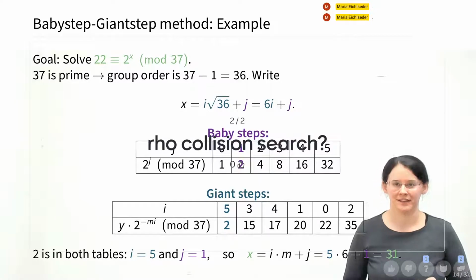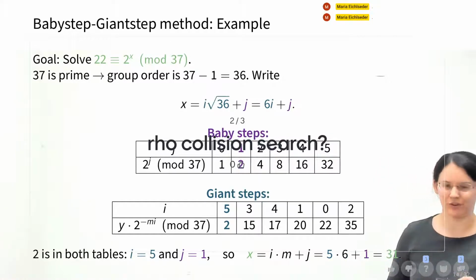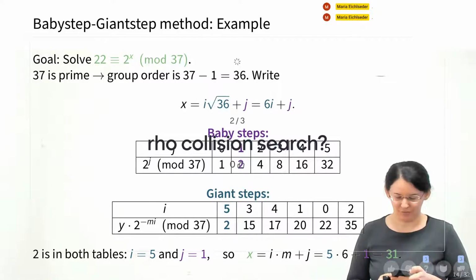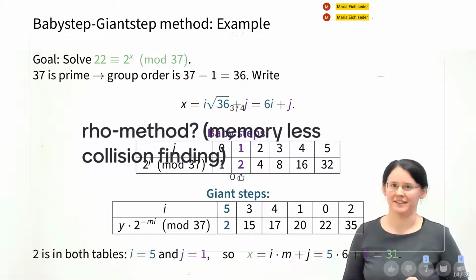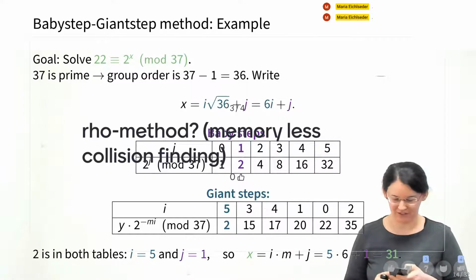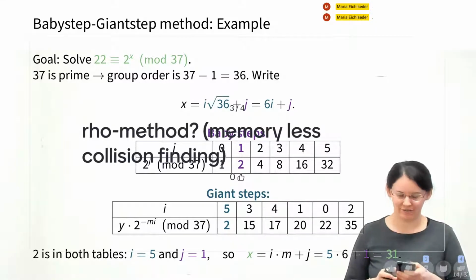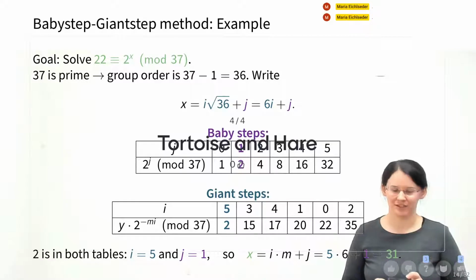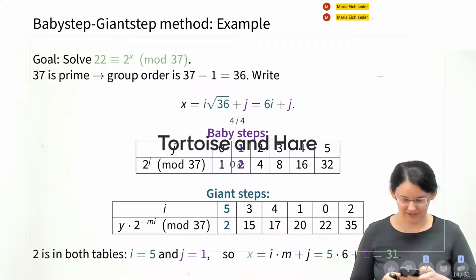So somebody has a suggestion. It's called rho collision search, and that's exactly what I was looking for. Memoryless collision finding is another term for it. Thanks for the suggestion. And we actually already have a method how to do this, namely the tortoise and hare algorithm. So thanks a lot for the answers.